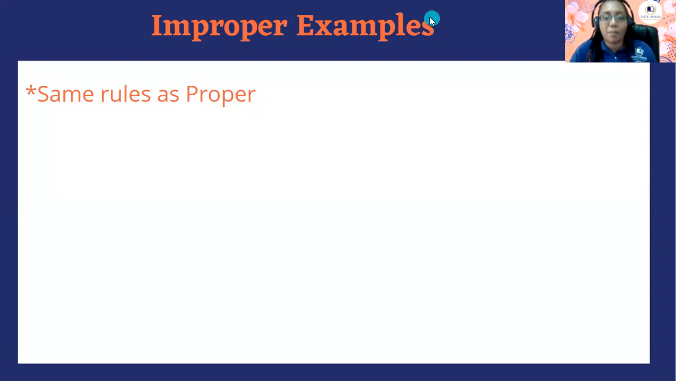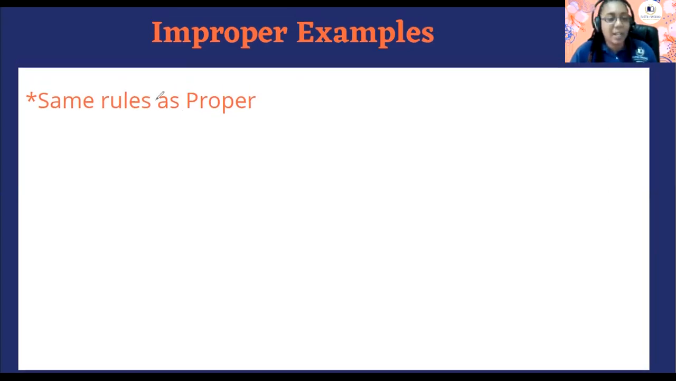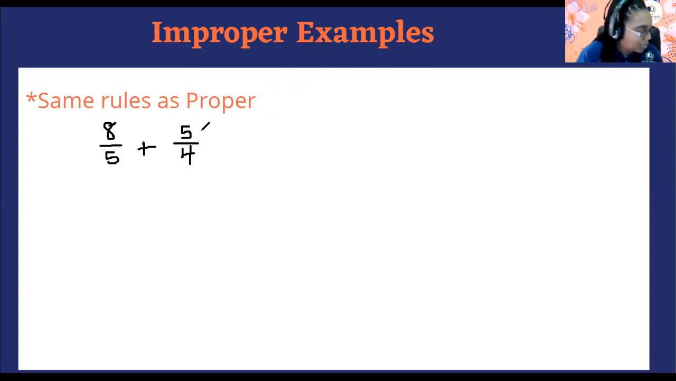All right, so our example is we're going to add 8/5 plus 5/4. As you can see, they're both improper fractions. The numerator is larger than the denominator.